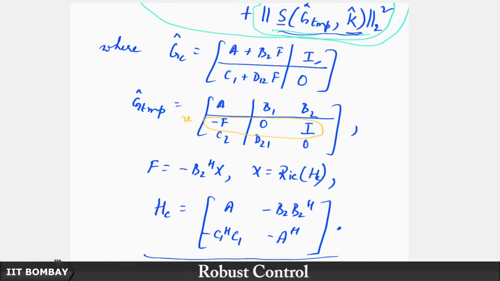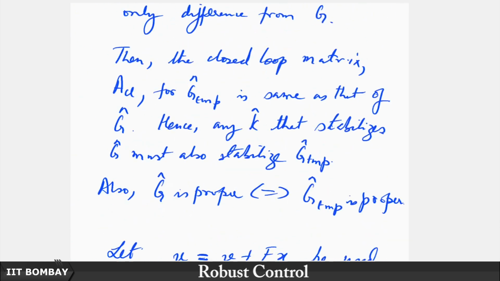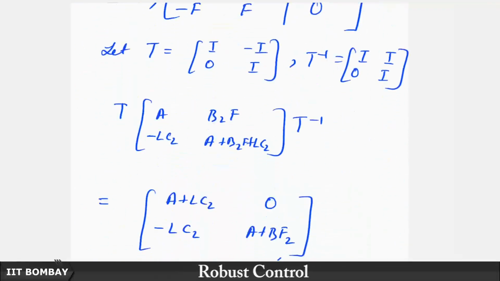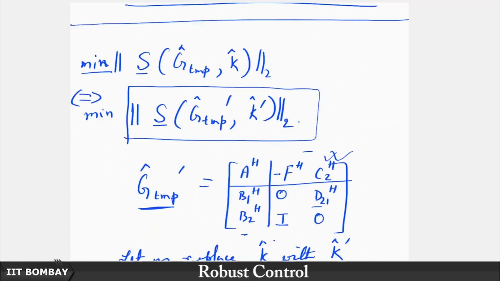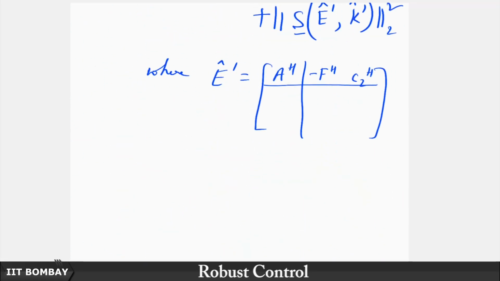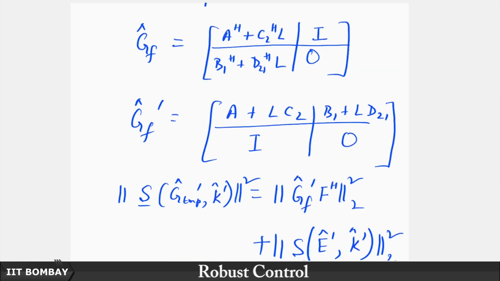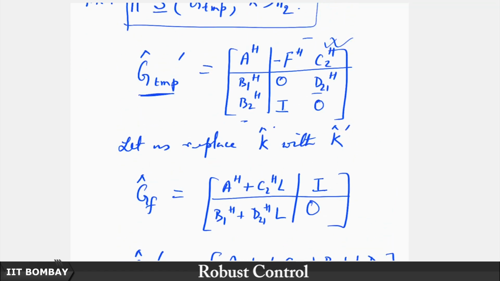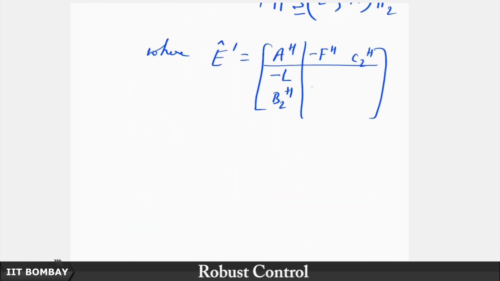Yeah. So, notice that the C2 position remained the same, but the C1 position got replaced by the unknown, in which case our unknown will be L instead of F, because F is known to us. So, we will replace this with minus L, and of course, this will be just B2 Hermitian like it was in G hat TMP. What happens to this? Well, this element remains unchanged, but this element has to be changed by identity. So, you will end up getting 0 I 0.